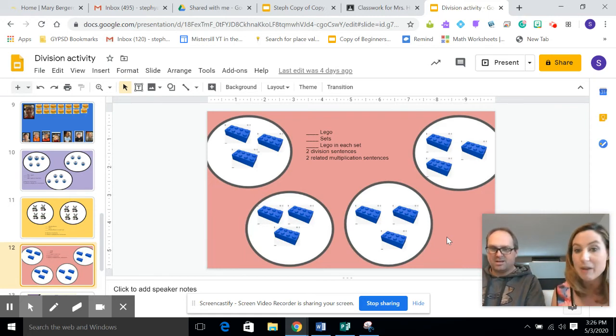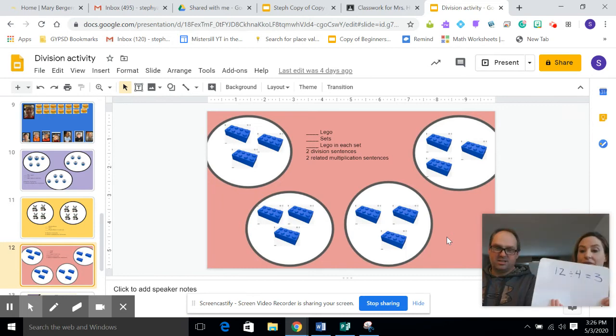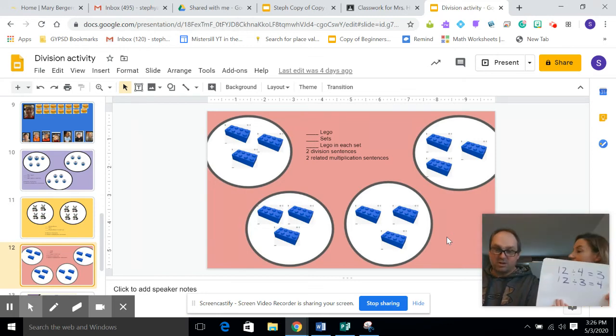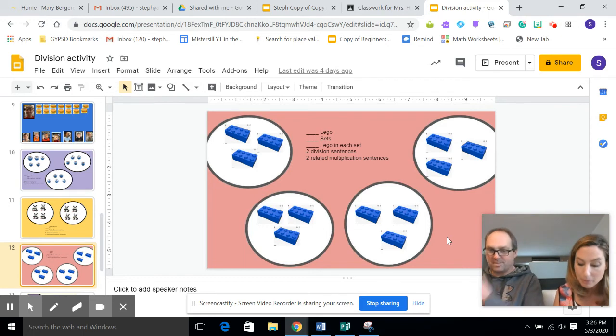Perfect. Okay, so 12 divided into 4 groups, 4 sets, equals 3. 3 in each set. So there's that first one. What's the next one that we could do? Well, we could say 12 divided by 3 in each set to find out how many sets, which are 4. Perfect. What about multiplication?